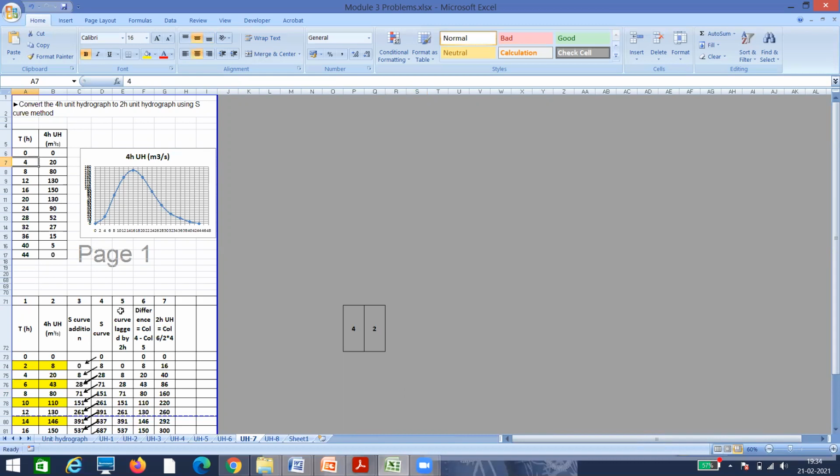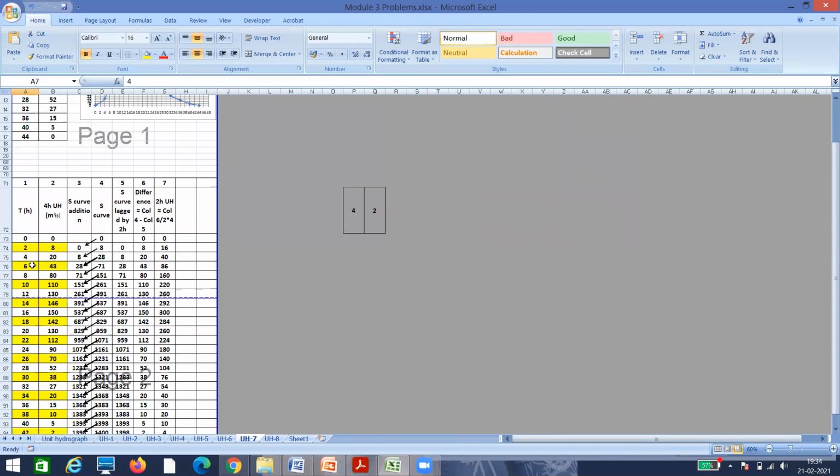And again do the same thing. So here you have got values for every 2 hours. Same way, S-curve addition: time, 4-hour unit hydrograph, S-curve addition, S-curve. So here 0 plus 0 is equal to 0, to the next diagonal column. 8 plus 0 is equal to 8. Take it down. 20 plus 8, 28.